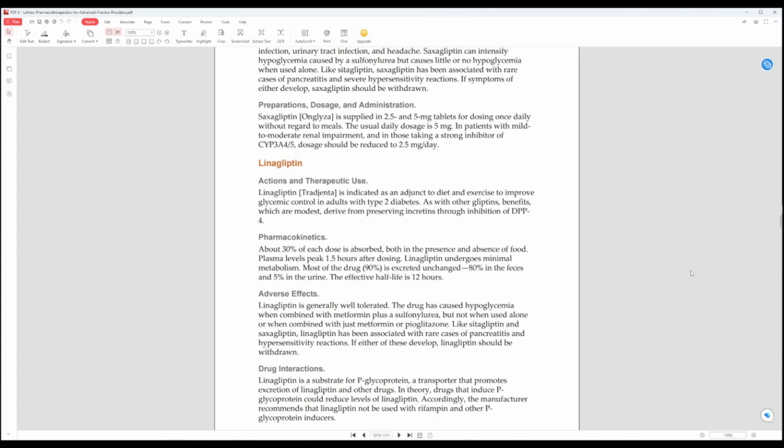Its preparation, dosage, and administration. Saxagliptin is supplied in 2.5 and 5 milligrams for dosing once daily without regard to meals. The usual daily dosage is 5 milligrams. In patients with mild to moderate renal impairment or in those taking a strong inhibitor of the CYP3A4/5, dosage is reduced to the 2.5.